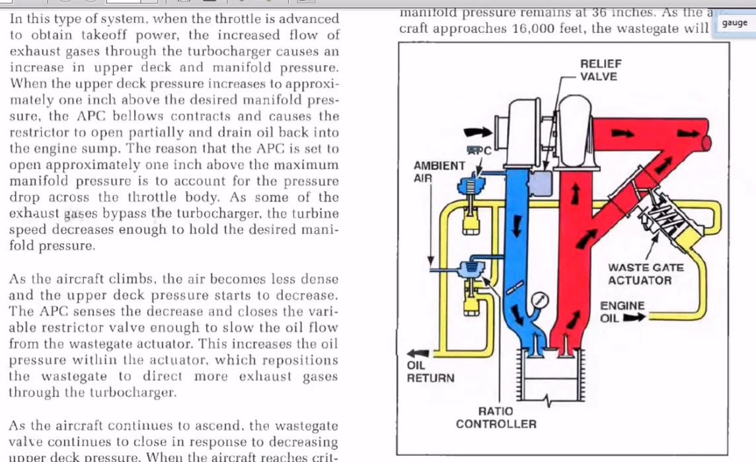And then you have the upper deck. So the upper deck is surrounding the bellow. But both bellows are attached to the needle valve. So this ratio controller, the bellow also is attached to the needle valve. Here also the needle valve is attached to the bellow. And that needle valve is going to open or close depending on the need of the aircraft. Okay.